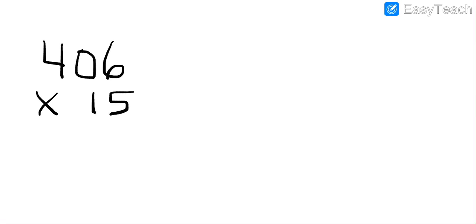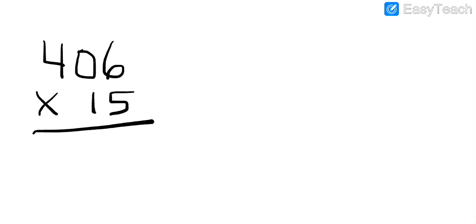Okay, boys and girls, we're going to do our next problem, 3-digit times 2-digit multiplication using the lattice method. So get your paper and pencil ready and copy down the problem. 406 times 15. Make sure your columns are lined up, ones, tens, and hundreds.